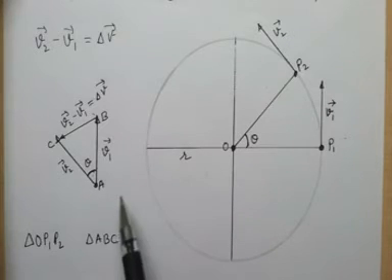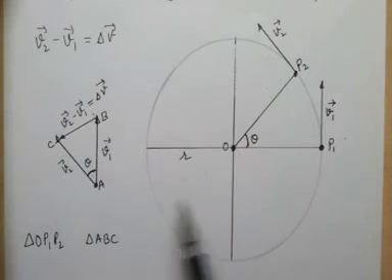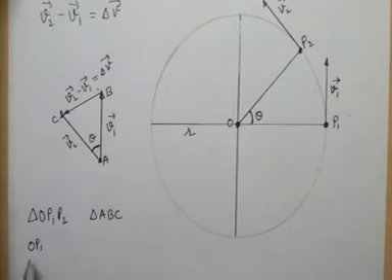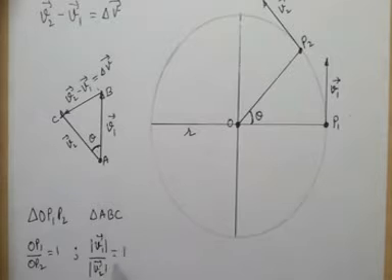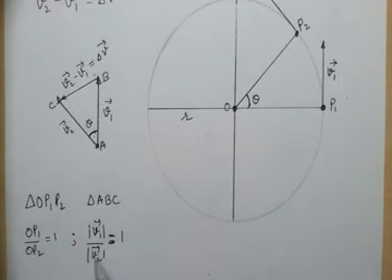If I look at these two triangles, what I observe is that one of the angles is equal, and the ratio of their sides. In triangle OP1P2, OP1 upon OP2 is equal to 1, because OP1 and OP2 are the radii of the same circle. And in triangle ABC, the magnitude of V1 upon the magnitude of V2 also is equal to 1, because the body is performing uniform circular motion and the speed remains constant. So V1 and V2 have the same magnitude, and V1 upon V2 is 1.